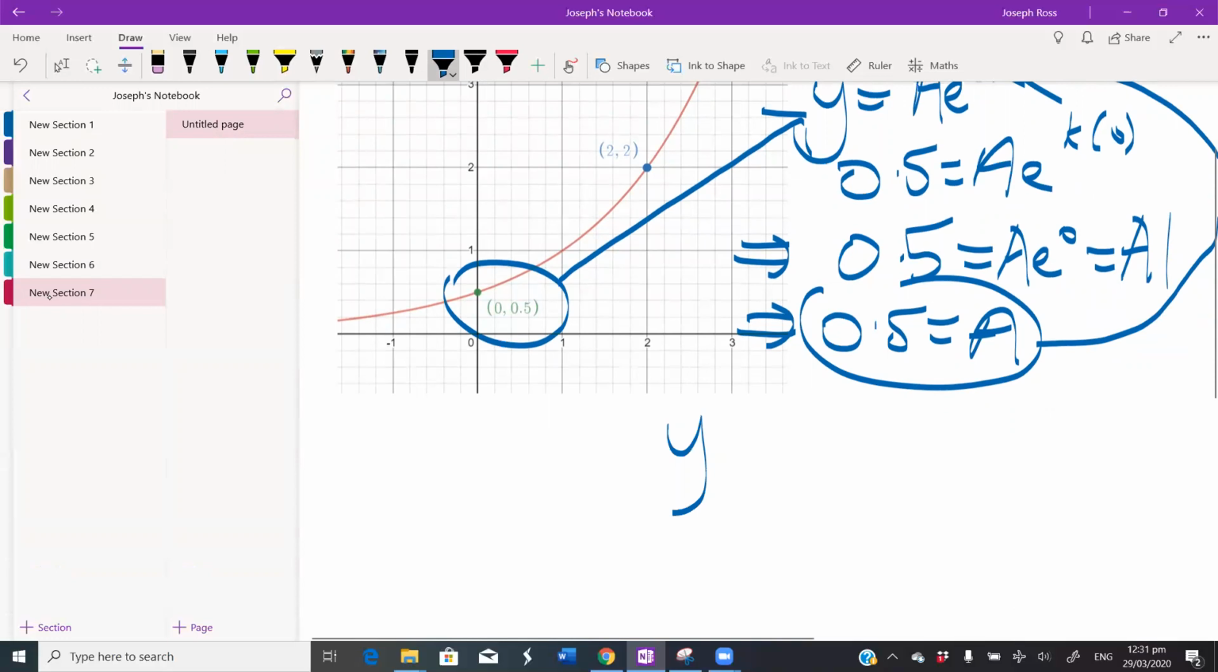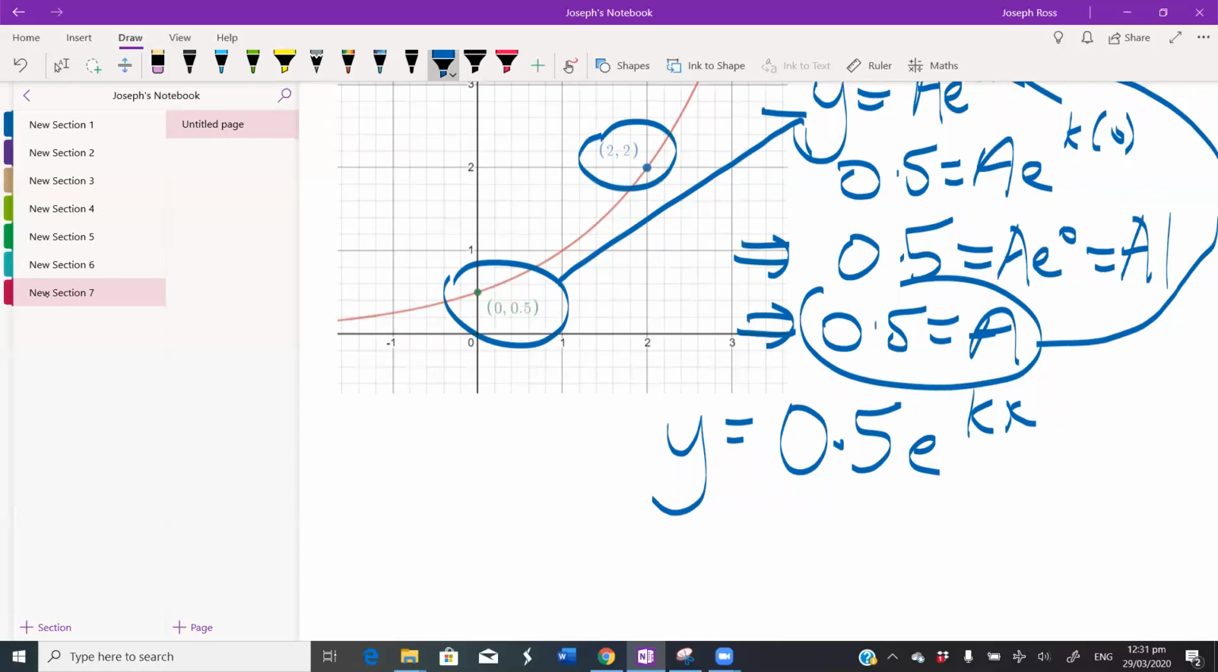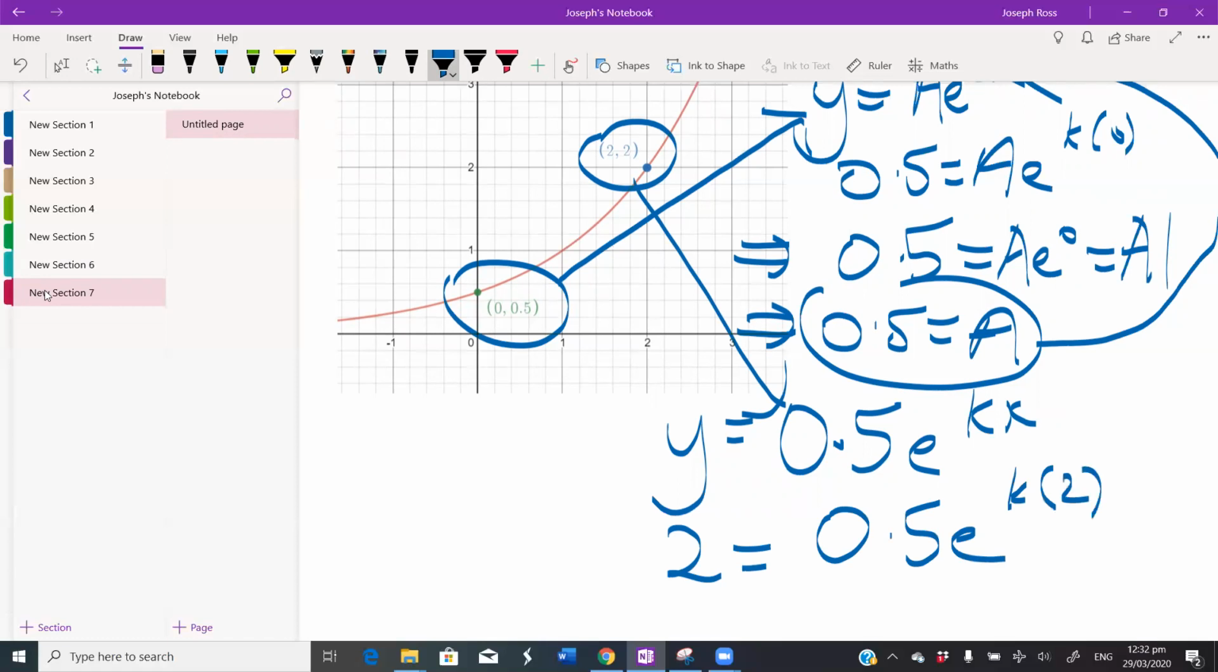So 0.5 is our value of a, and we can put that back into y equals ae to the kx. So we have y equals a, which is 0.5, e to the power of kx. Okay, so we've got the value of a. Now we need to put the other point, which is in this case (2, 2), into y equals 0.5 e to the kx. So here x and y are both 2, so we've got 2 equals 0.5 e to the k multiplied by 2, and we need to solve that for k.